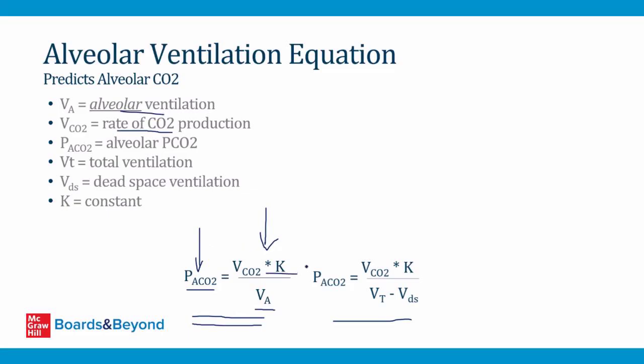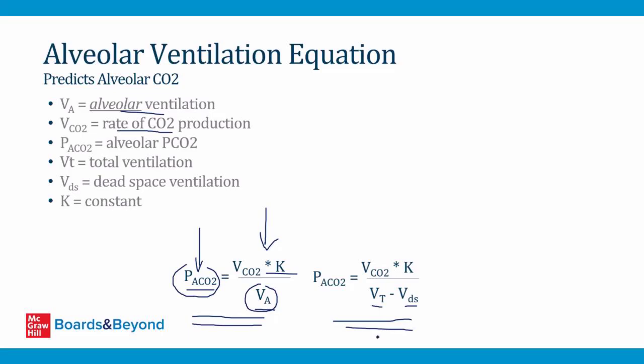And K is basically a constant to make the units work out so that the answer you get is a partial pressure. But remember what we said before: the alveolar ventilation, V sub A, is equal to total or minute ventilation minus dead space ventilation. So this equation can also be written as I've done here on the right side of the screen.